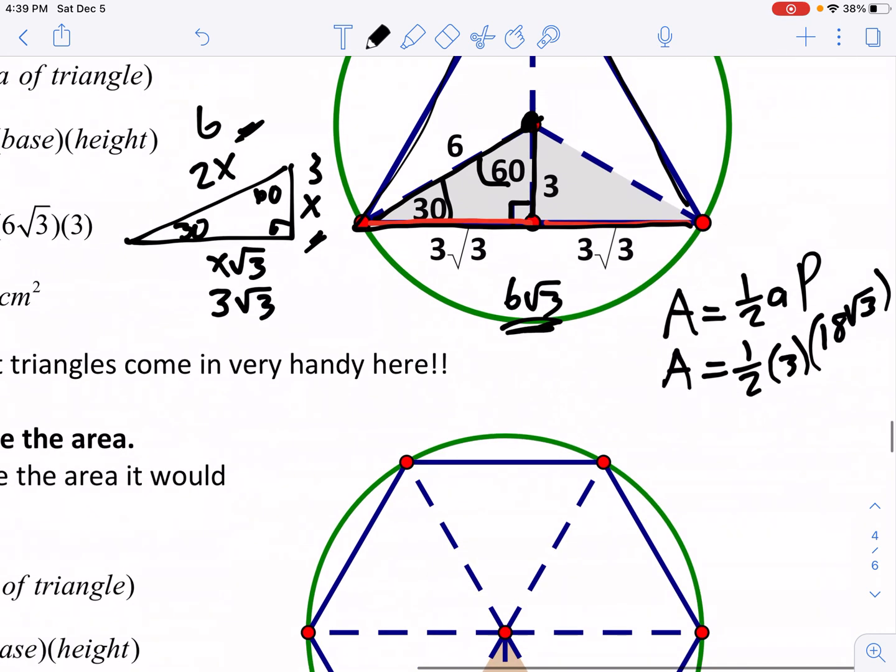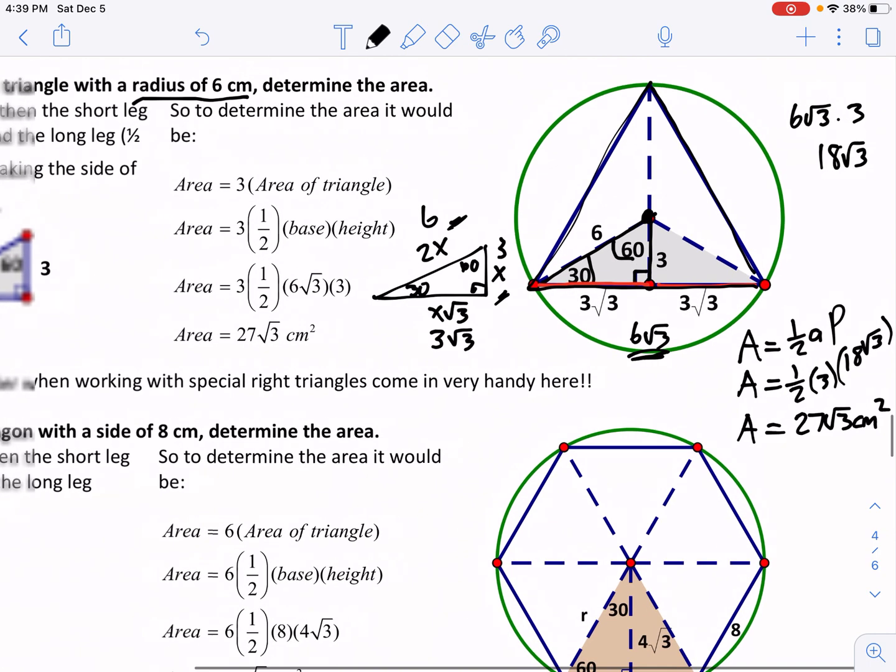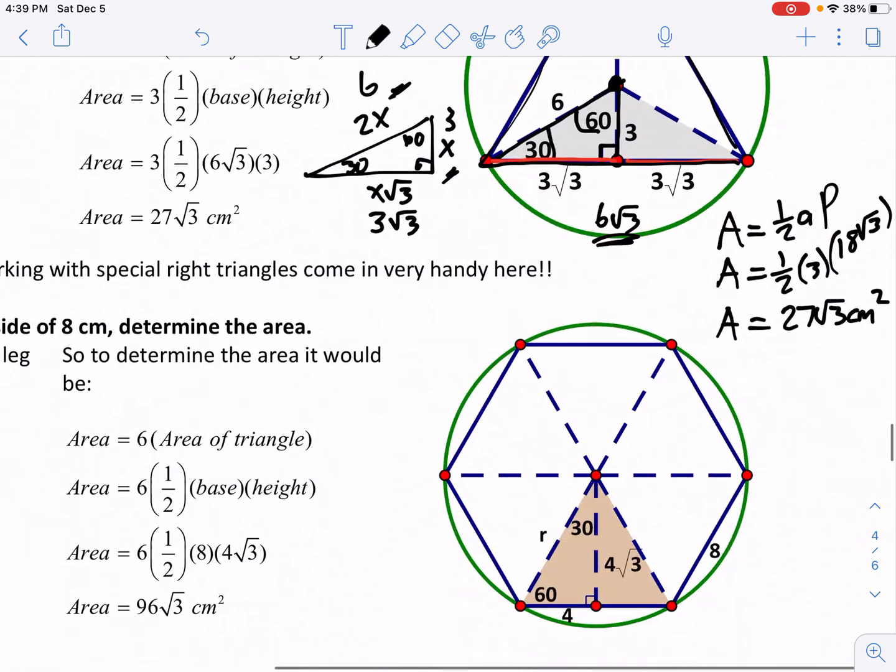Then on our calculator, we can multiply things out. We have 1 over 2 times 3 times 18, and we're going to leave it in exact form. So we're going to get the area is 27 square root of 3 centimeters squared. Okay, so we have the area is 27 square root of 3 centimeters squared.